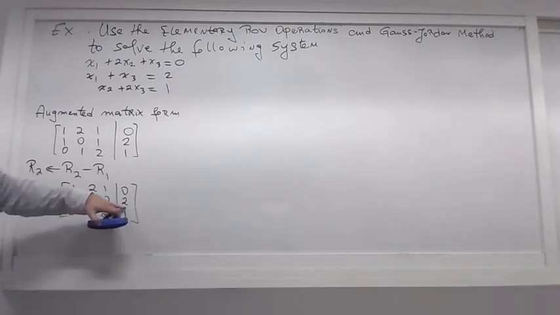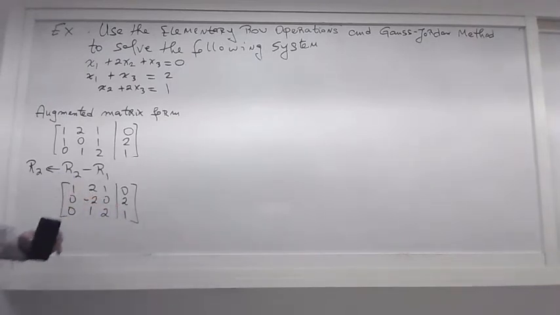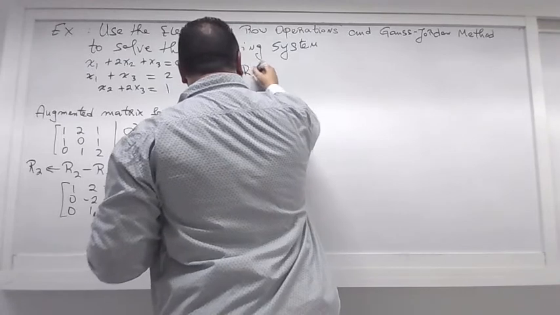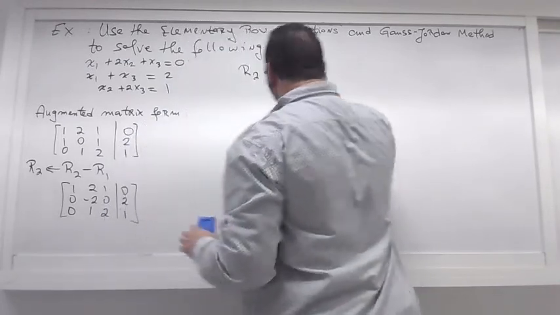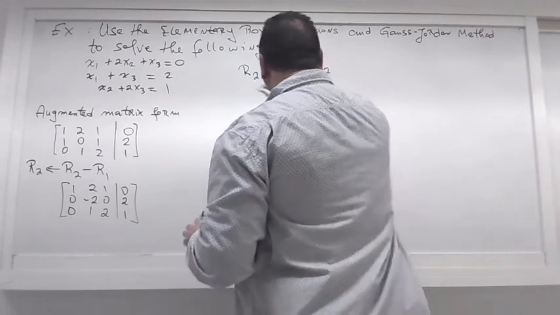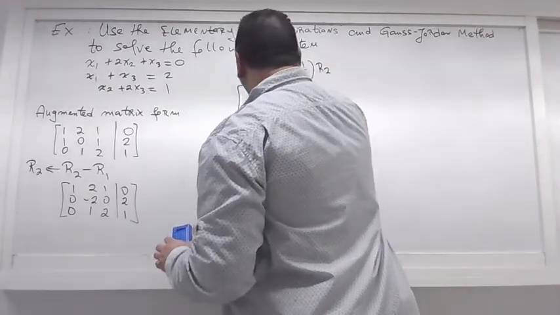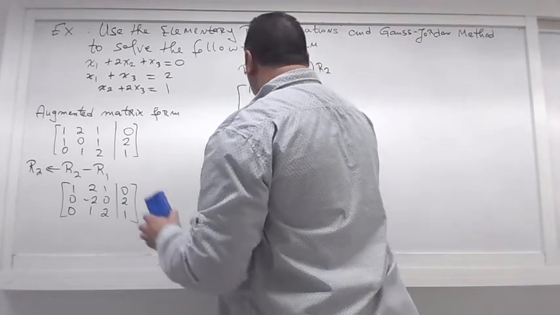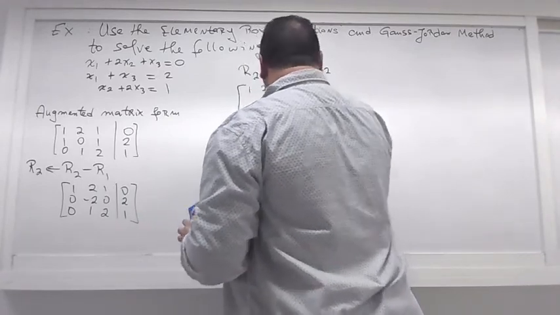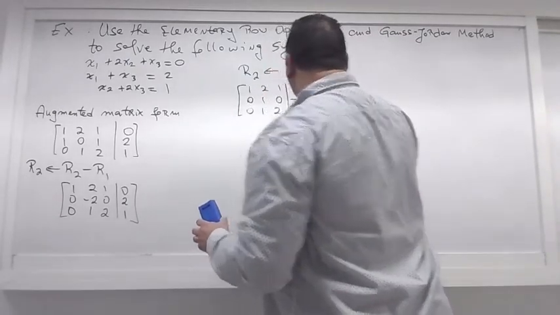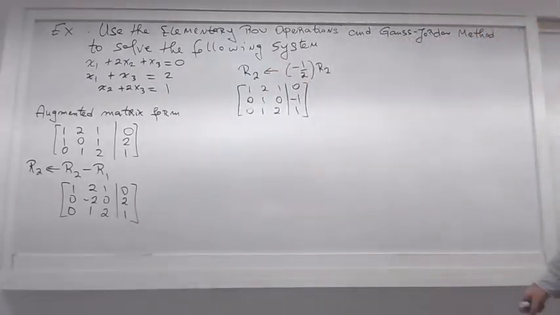In row 2, the leading entry is minus 2. But I could actually divide by negative 2, and I'll get 1 here. And then my Gauss Jordan will love me. So that's what I'm going to do. Replace row 2 by minus 1 over 2 times row 2. So row 1 stays the same, row 3 stays the same, and row 2 now is 0, 1, 0, minus 1. Be careful with the signs.